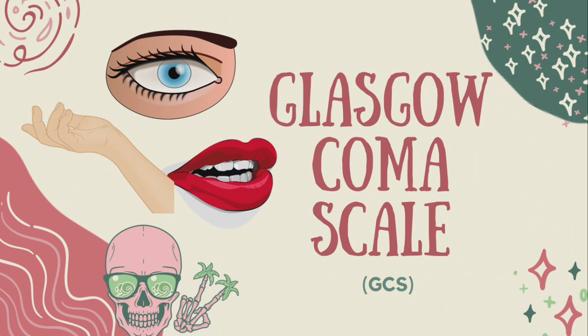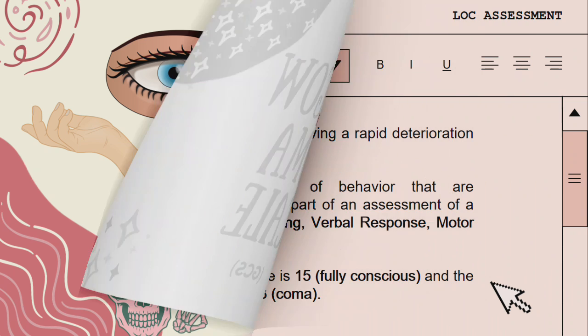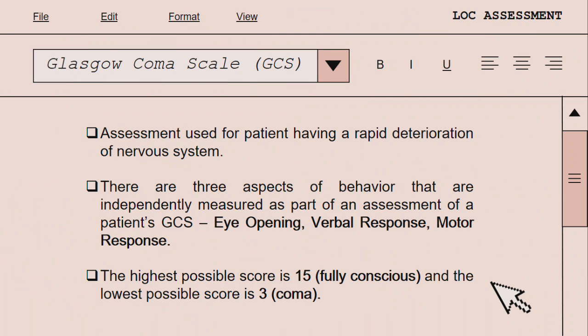Discussing an important topic today, which is the Glasgow Coma Scale, or the GCS. It is an assessment used for patients having a rapid deterioration of the nervous system. It allows healthcare professionals to consistently evaluate the level of consciousness of a patient. It is commonly used in the context of head trauma.